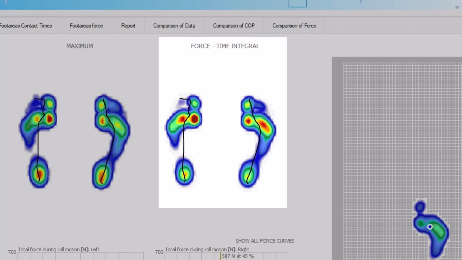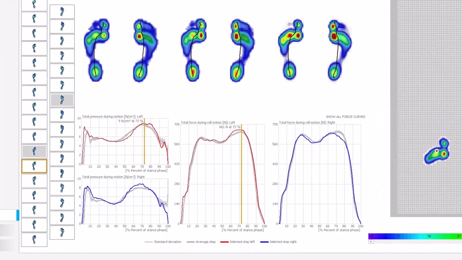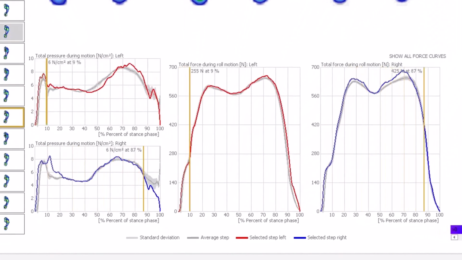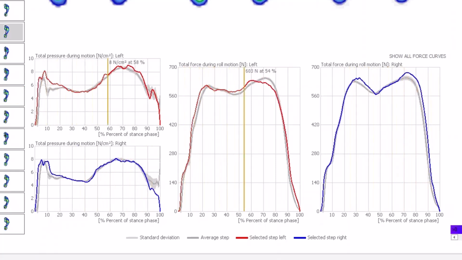The force time integral thus offers a more neutral view of the pressure distribution, and it is therefore the first port of call for most users for an initial representative impression of the pressure conditions during the rollover. In the lower section of the interface, the total pressure is shown on the left and the total force is shown on the right. A brief explanation of the recording of force via a pressure platform.